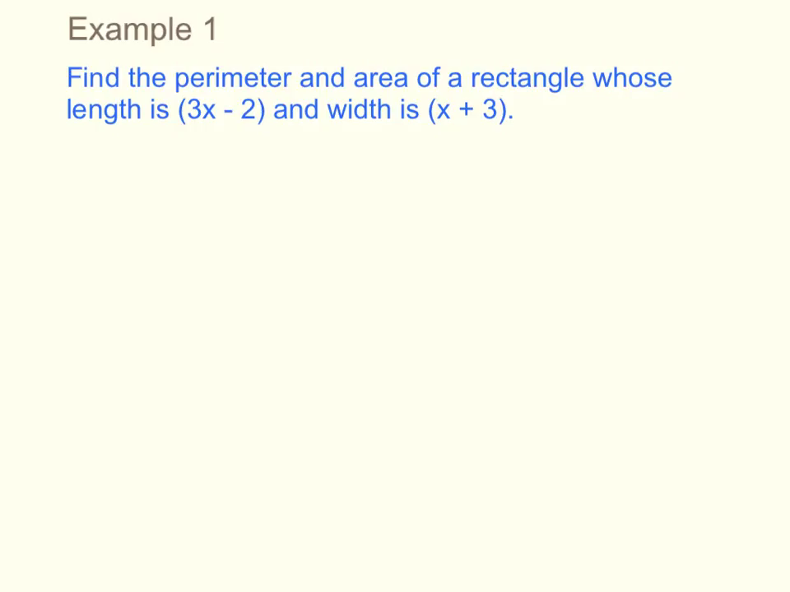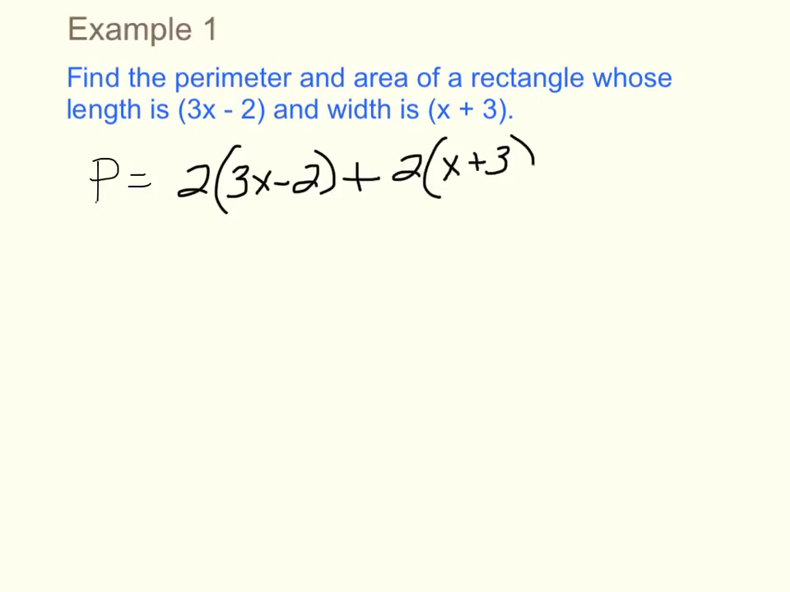So if we're talking about perimeter first, the perimeter is obviously adding up all four sides. Well, since we have a length of 3x minus 2, we have two lengths, the top and the bottom, plus two widths, the left and the right. So we have 2 times the quantity 3x minus 2 plus 2 times the quantity x plus 3. So now we combine like terms and distribute. This will give us 6x minus 4 plus 2x plus 6. Our final answer would be 8x plus 2.